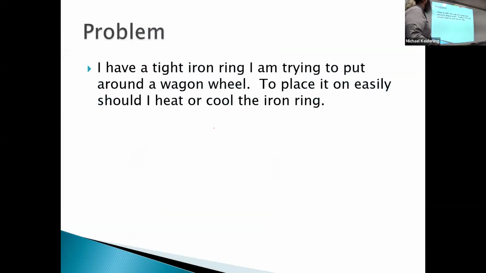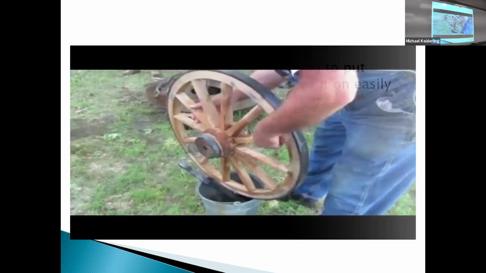So if I have an iron ring, and I'm trying to put it around a wagon wheel, it fits uneasily. Should I heat or cool my iron ring? So what do you think? Heat or cool? I need to make my ring bigger so it will fit around my wheel. What should I do? Warm it up or cool it down? Heat, yes. You should heat the ring as I want it to be larger.